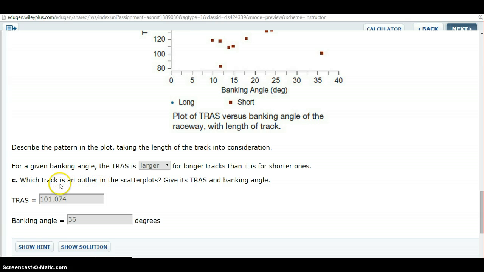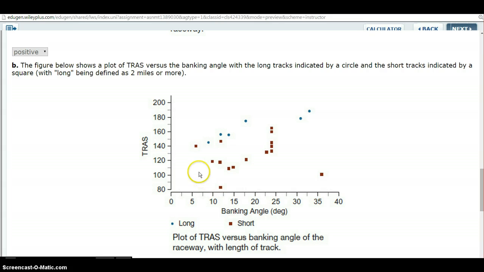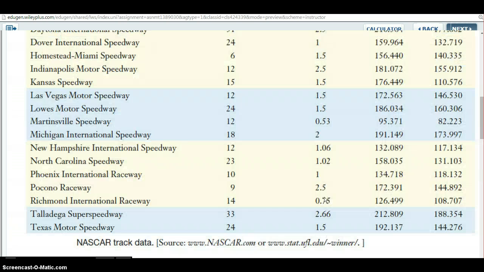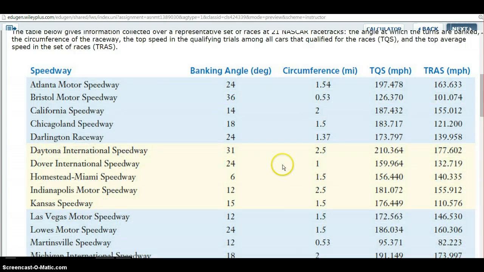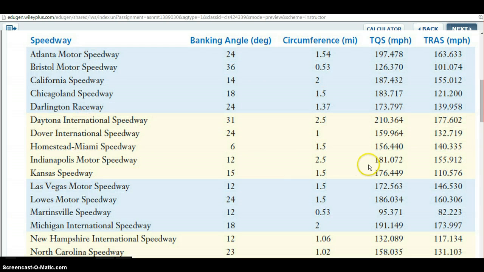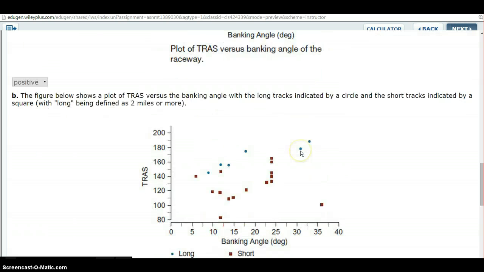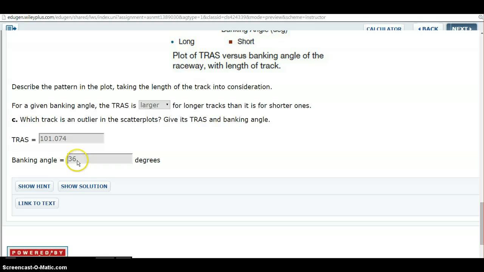And final question, which track is an outlier? Looking at that scatter plot and seeing that trend line come right through here, this guy looks like an outlier. So it's got about a 100 TRAS, a little over 35 banking angle. If we go up here to the chart, we're looking for something that hits both of those. And here we see that Bristol Motor Speedway has a 36 angle, 101 TRAS. And so we would fill in those two values there.